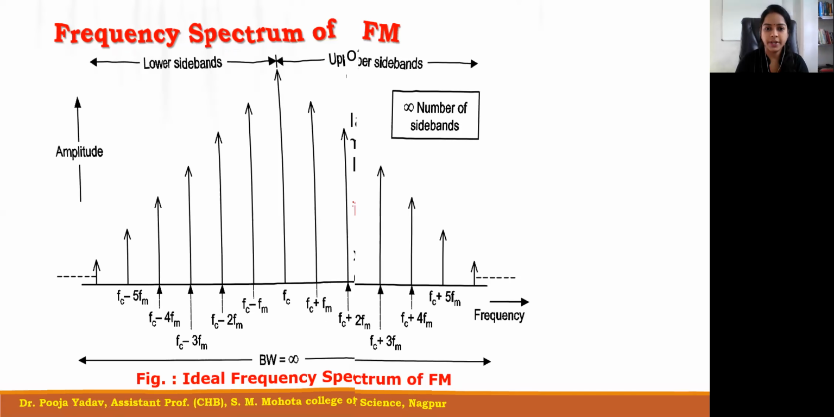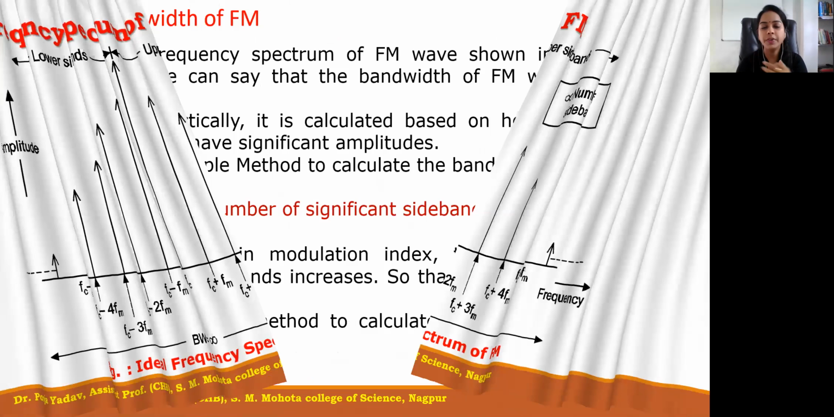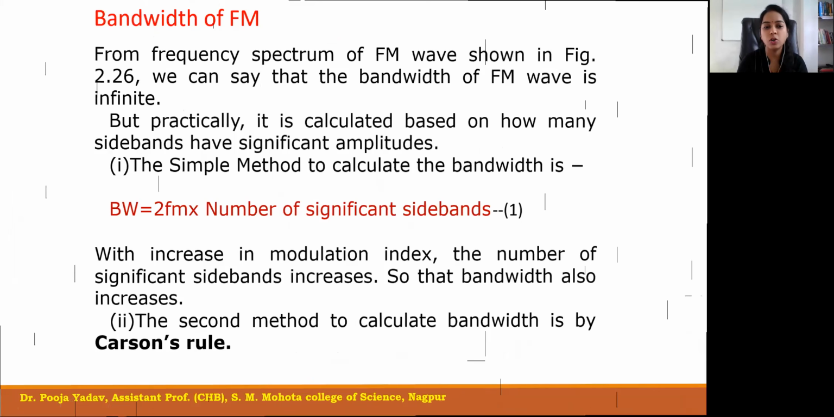Then next is bandwidth for frequency modulation. This is defined as 2 fm into the number of significant side bands. Like if your side bands increase, then the bandwidth will also increase with the side bands.